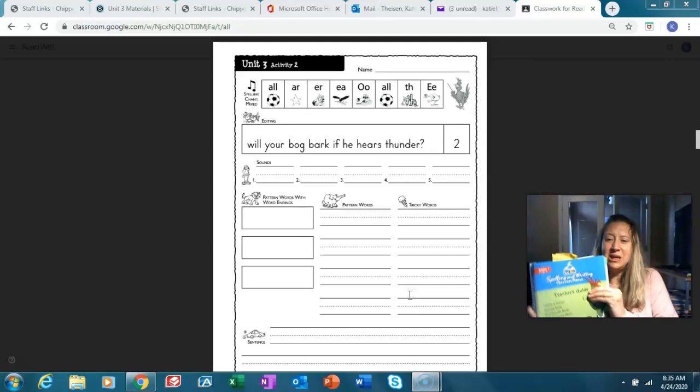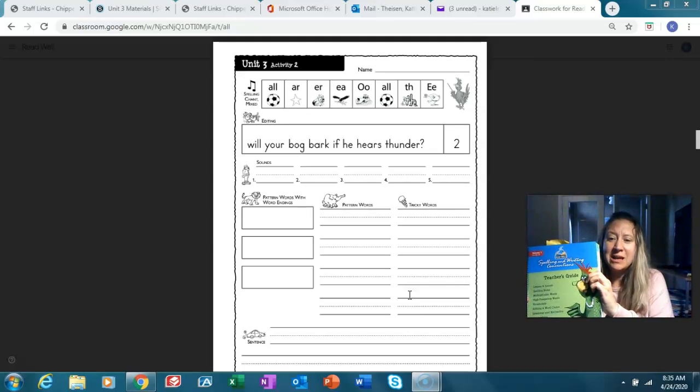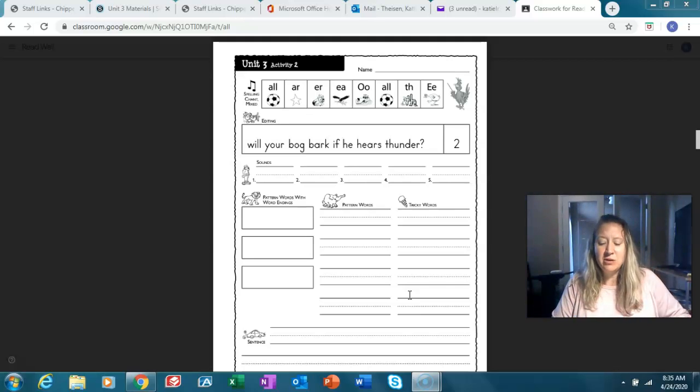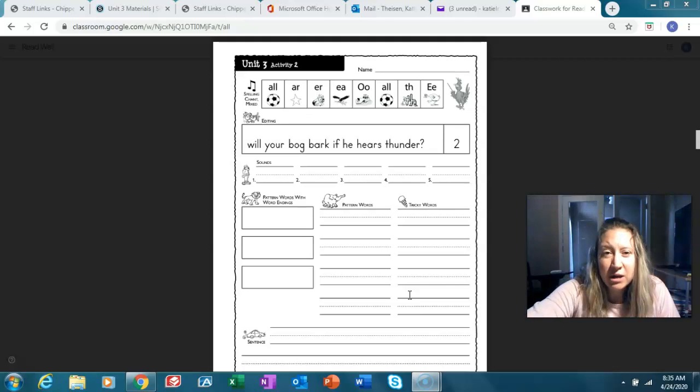So you will need to get out your spelling and writing conventions book. Have this and a nice sharpened pencil with an eraser. You're going to be on page 15 in your book. So get your book ready. Okay.